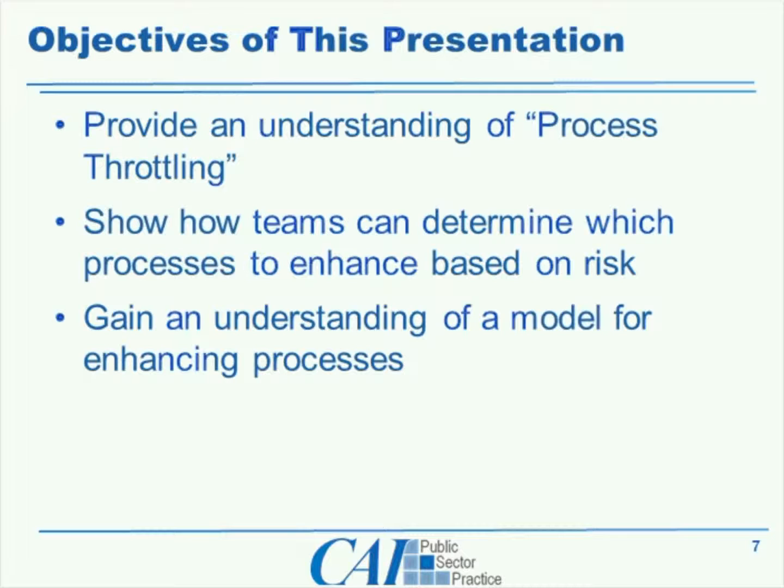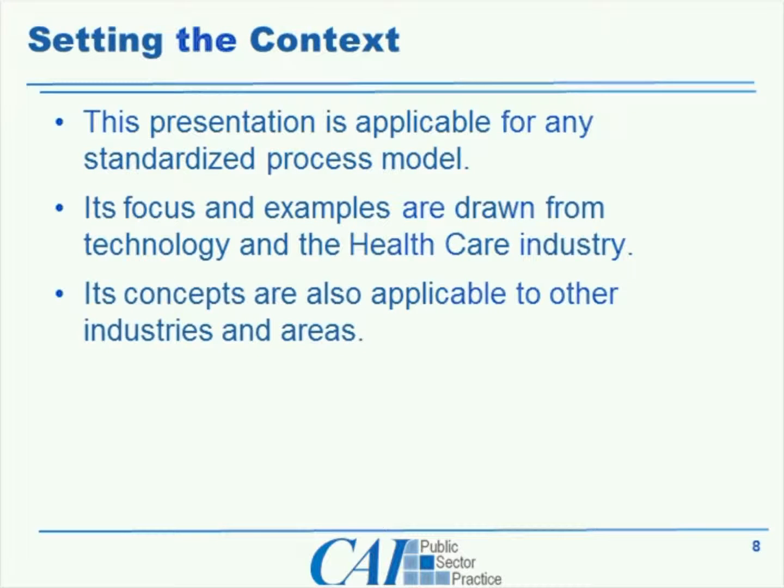So the number of objectives. One, I wanted to provide you an understanding of process throttling, but also then to show how teams can determine which processes to enhance based on risk, or in essence, the risk profile of your organization. And then also I'm going to try and provide you with an understanding of a model or a methodology for enhancing those processes.